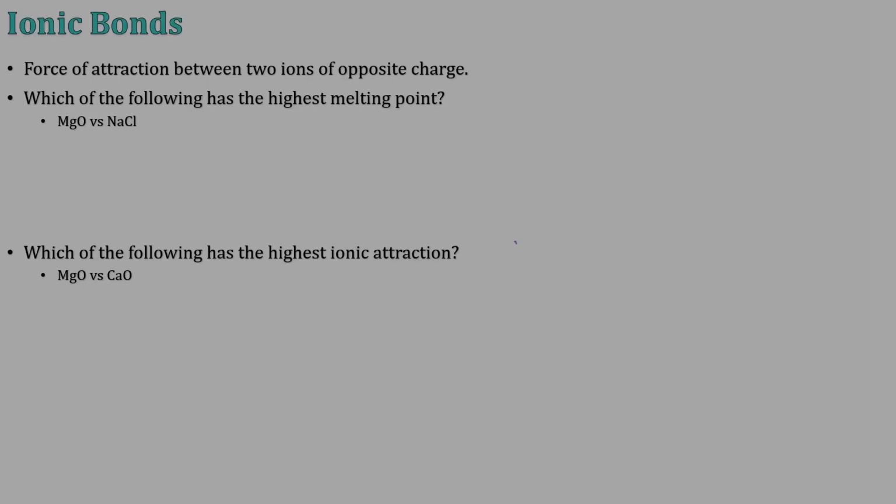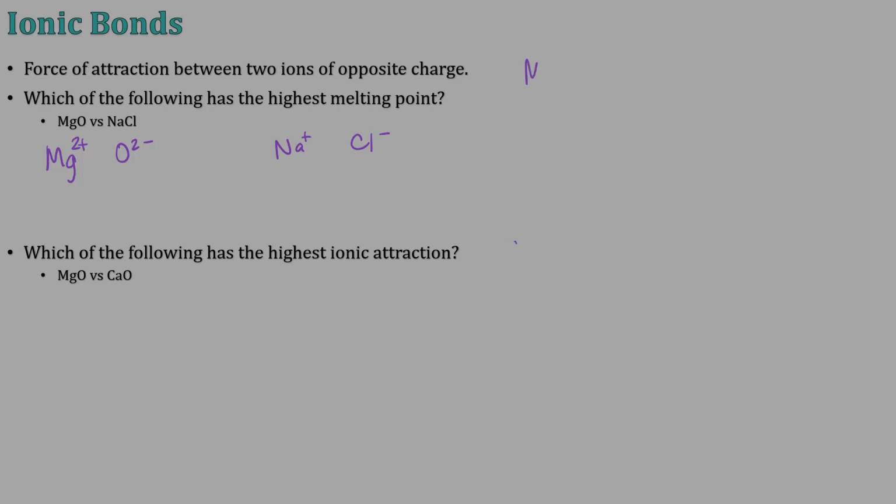So the first intermolecular force that we're going to talk about is ionic bonds. Now everybody knows what an ionic bond is, an attraction between a cation and an anion, and the first one is magnesium ion and the oxide ion, versus sodium and chloride. So which of the following has the highest melting point?